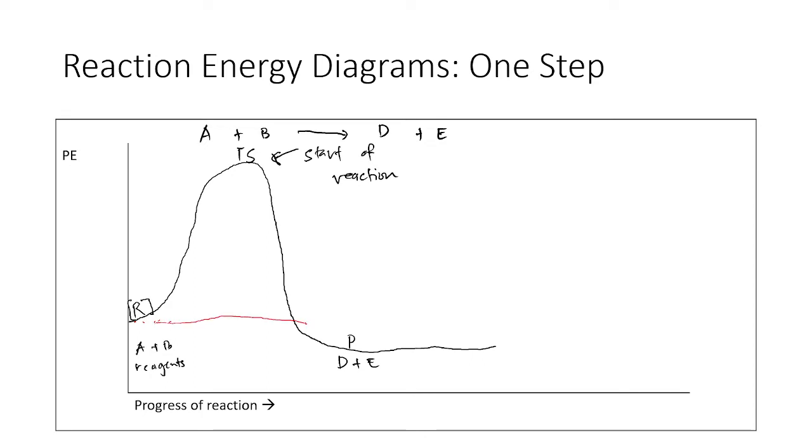Itong line na to, wherein yung katapat ay yung level nung potential energy ng reagents natin, and we get the difference between the transition state or yung peak, yung difference dyan sa energy na yan ay yung tinatawag natin na energy of activation.